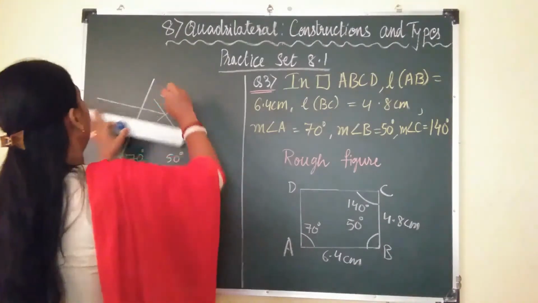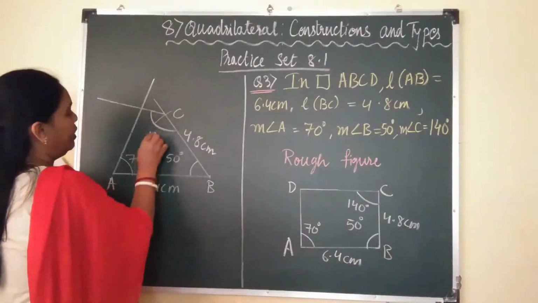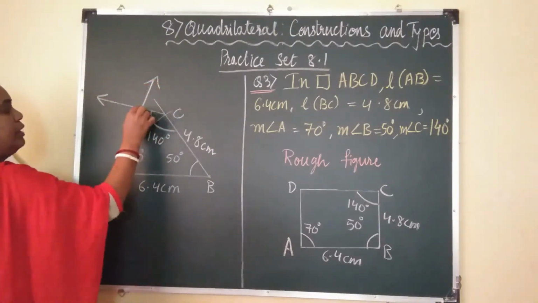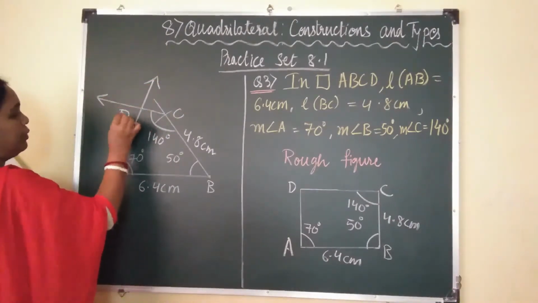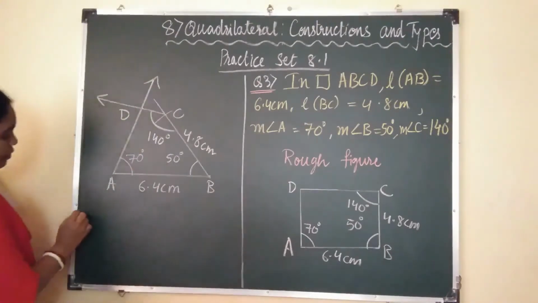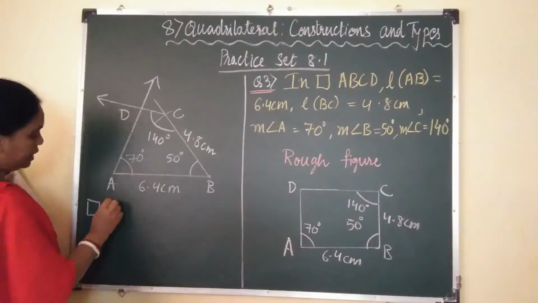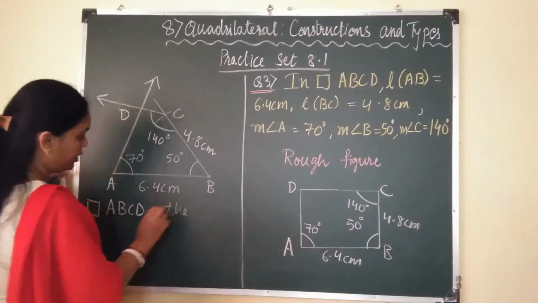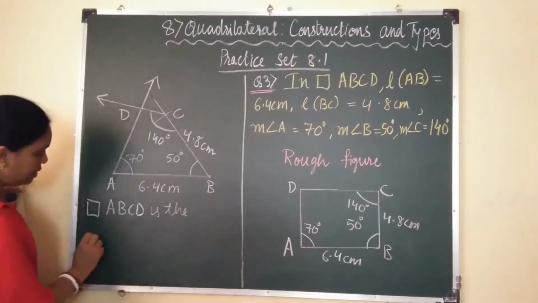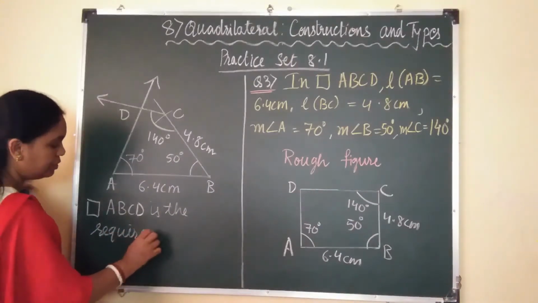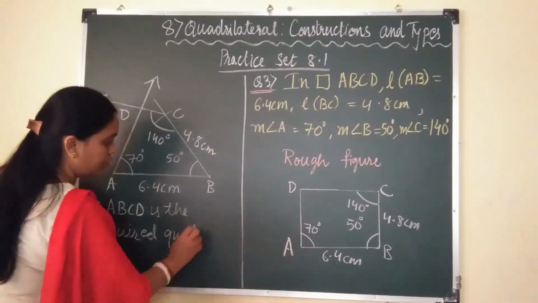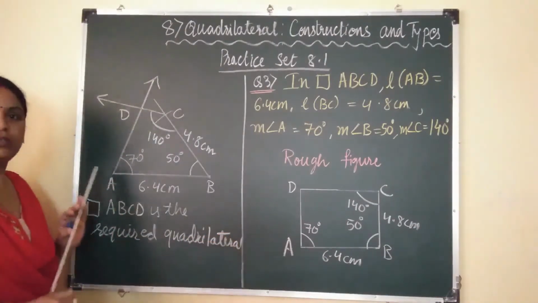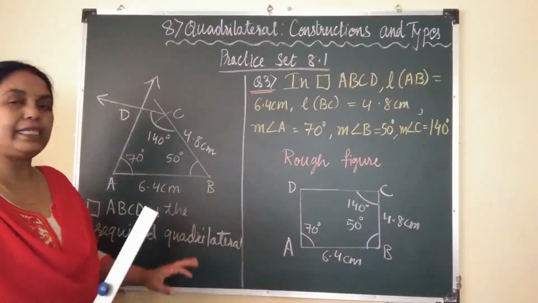Here, this is the angle at C, 140 degrees. Where the two lines have intersected, that point is point D. Thus, we have got the required quadrilateral ABCD. Quadrilateral ABCD is the required quadrilateral. Hope you have understood. Draw it neatly.